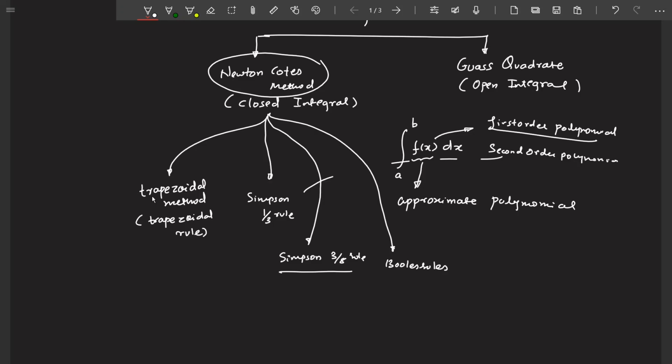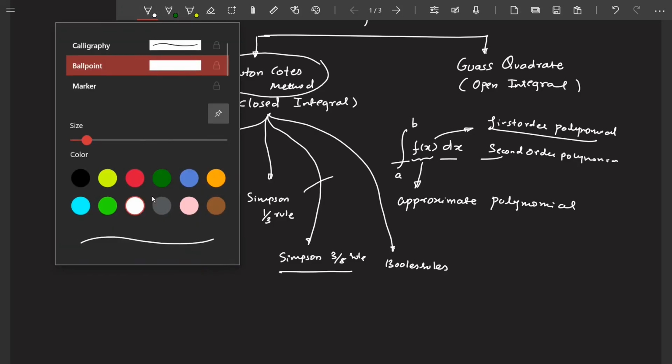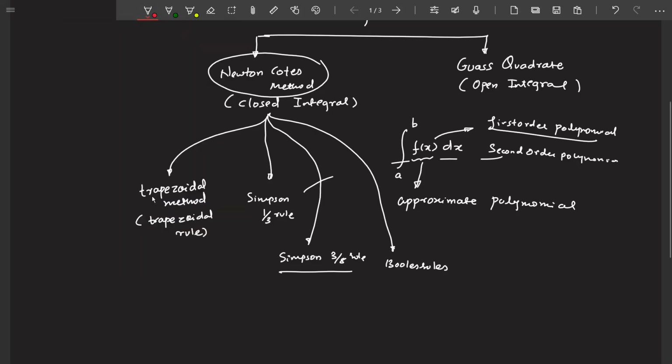So in this course, we are just going to study the trapezoidal method, the Simpson 1/3 method, and the Simpson 3/8 rule. We are not going to study Boole's rule. If you're curious, you can find out about Boole's rule.